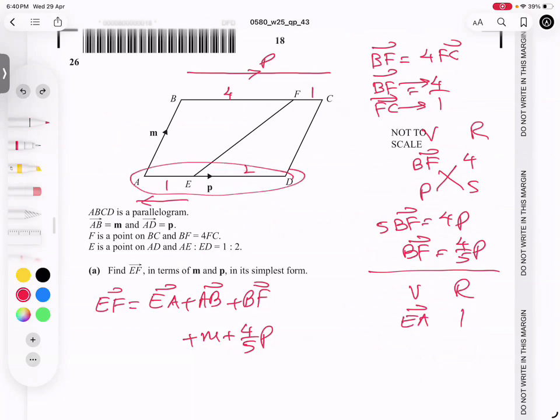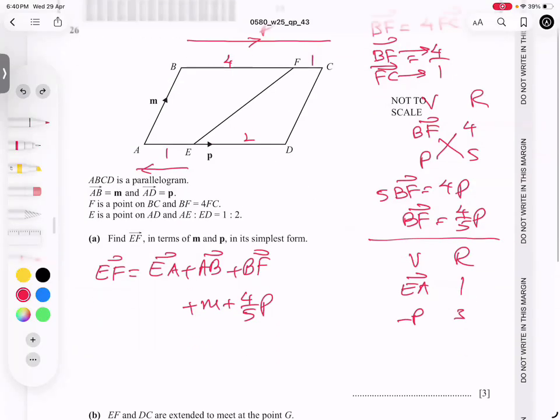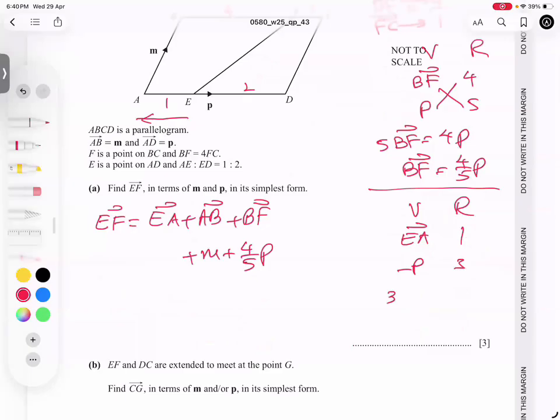So what is this total? Total D to A is negative P. I'm writing here negative P and ratio is 3. Why 3? Because 2 plus 1 is 3. And I'm writing 3 times EA equal to negative P. And I'm writing EA equal to negative 1 over 3P. So negative 1 over 3P.